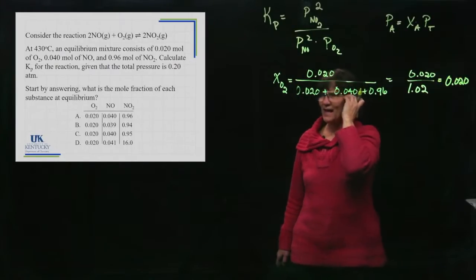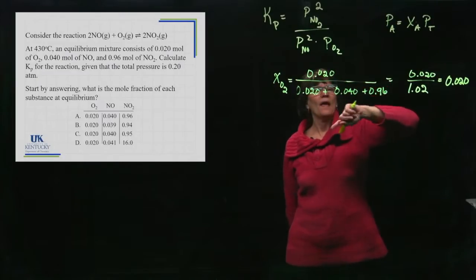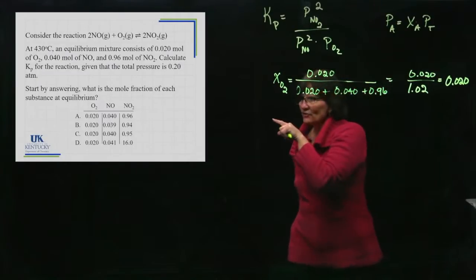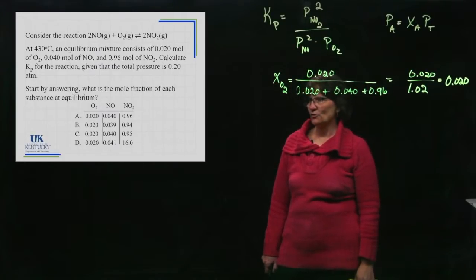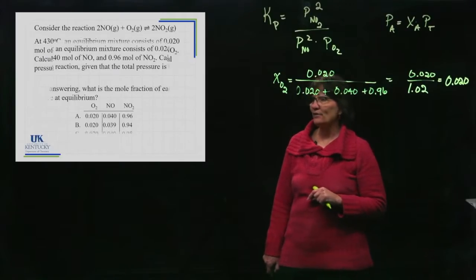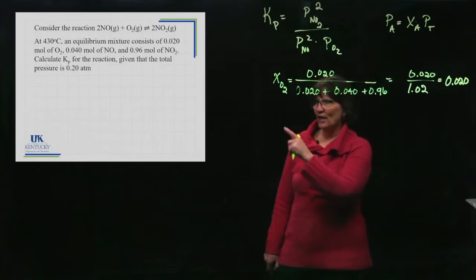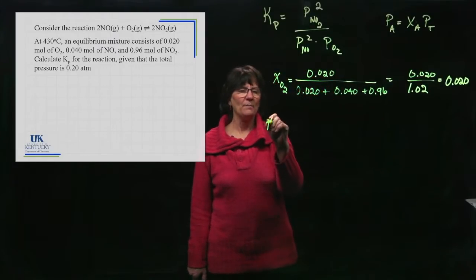Okay, so that's that one. If you replace this with the 0.040 and then replace it with the 0.96, you're going to get B for each one of your answers. Now we know mole fractions. So now we can take those mole fractions and we can actually do the problem. We're going to calculate the Kp.